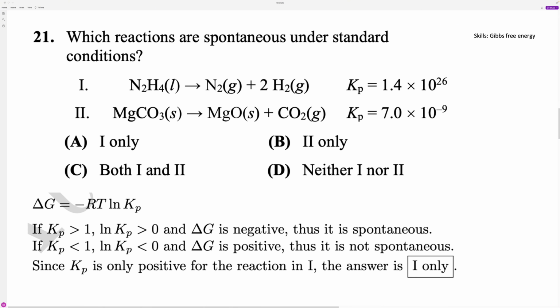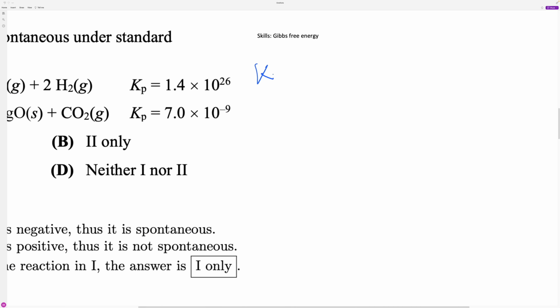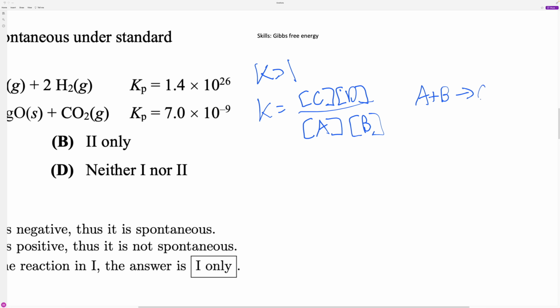Now 21, this is essentially a 2-second problem if you're familiar with the concepts of K. A reaction is spontaneous if your K is greater than 1, and the reason for that is because if you think about what K means, it's essentially this, right? For a reaction that goes from A plus B to C plus D. So if the K is greater than 1, the products are going to be favored, so the reaction is going to be spontaneous.